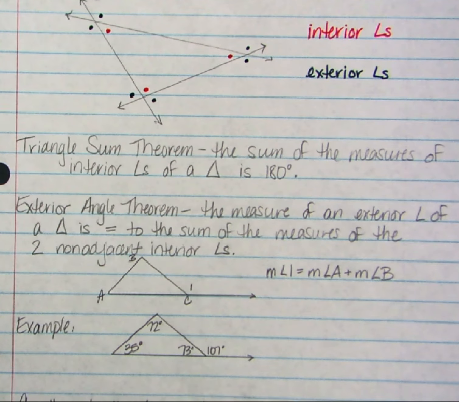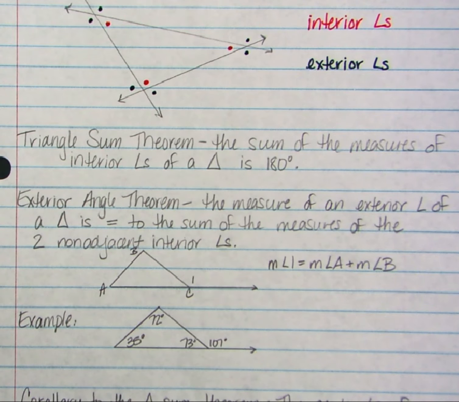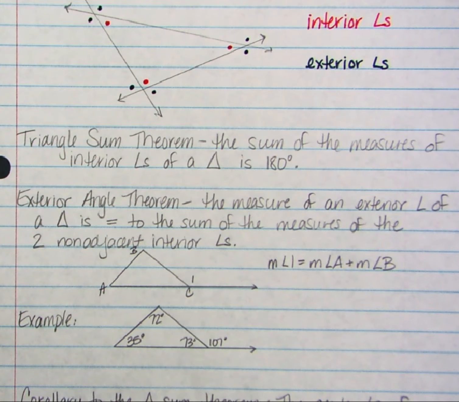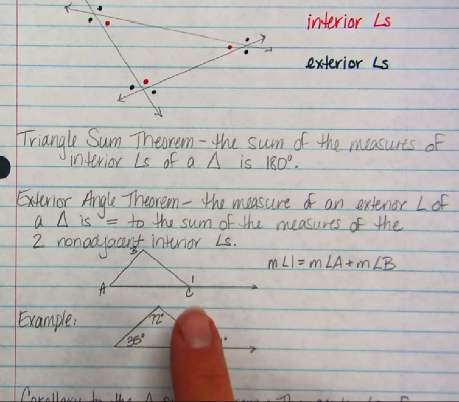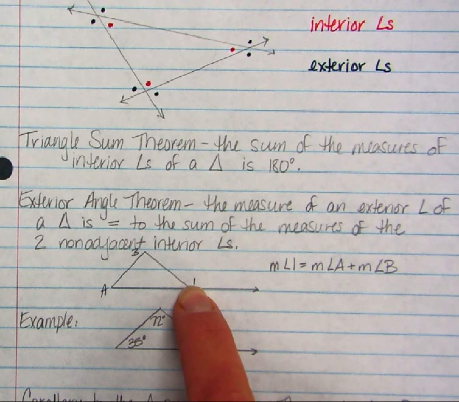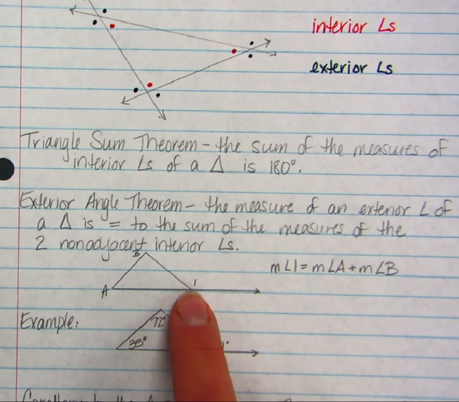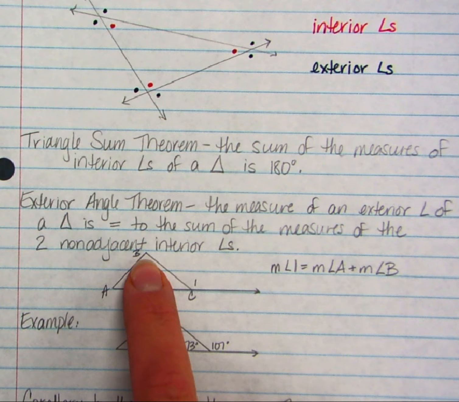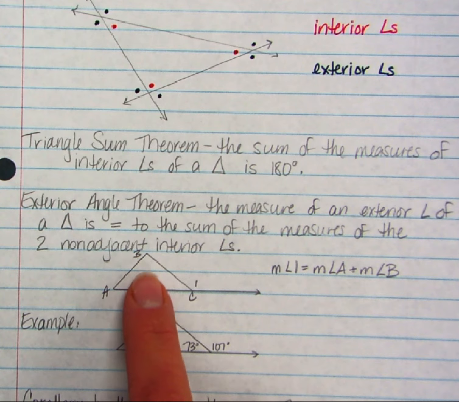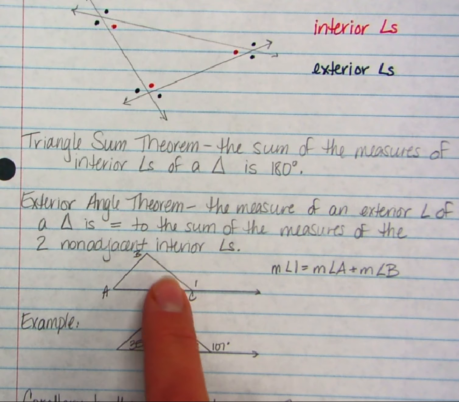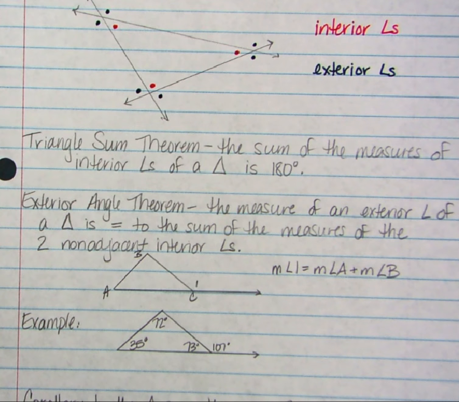The exterior angle theorem is a little bit different. Maybe you're not real familiar with that one. The exterior angle theorem says the measure of an exterior angle of a triangle is equal to the sum of the measures of the two non-adjacent interior angles. So this exterior angle right here, the exterior angle that we talked about in the beginning of the theorem. The measure of the exterior angle of a triangle is equal to the sum of the measures of the two non-adjacent interior angles. So angle A and angle B here equal angle 1 that's on the exterior.